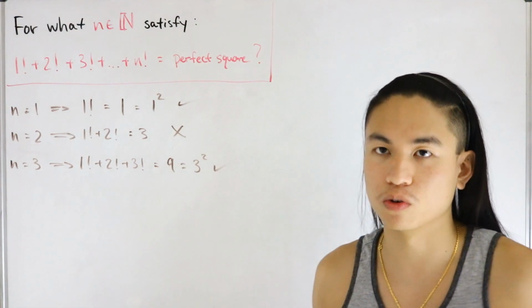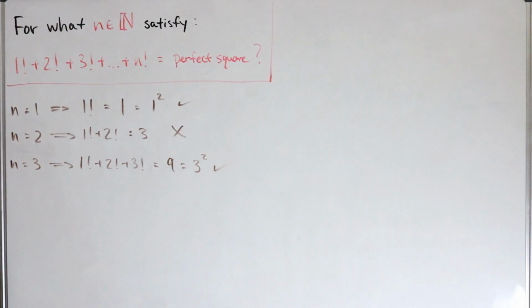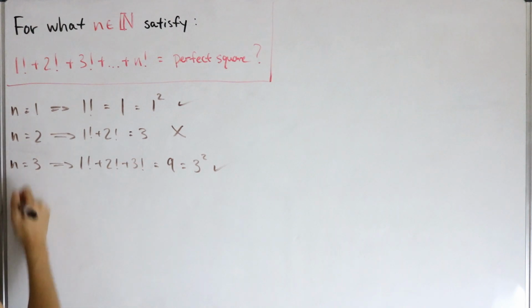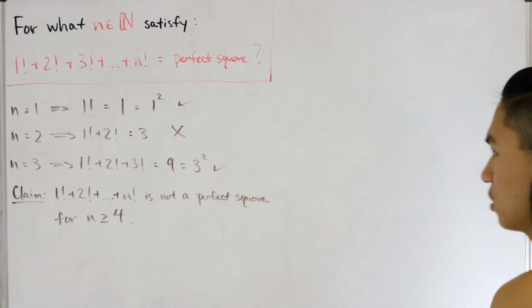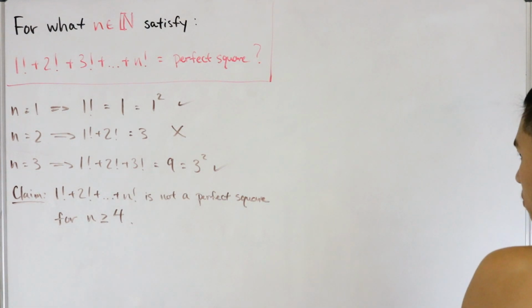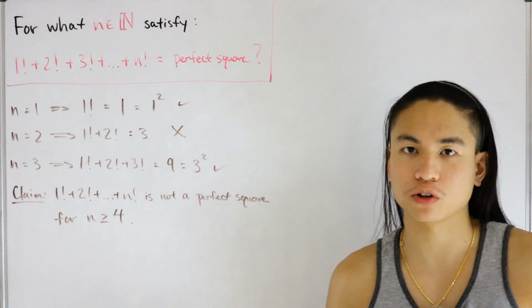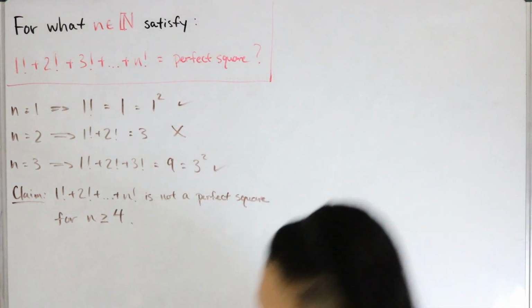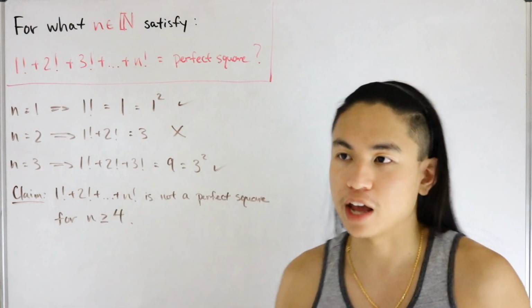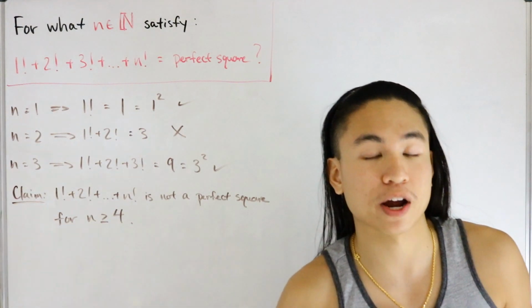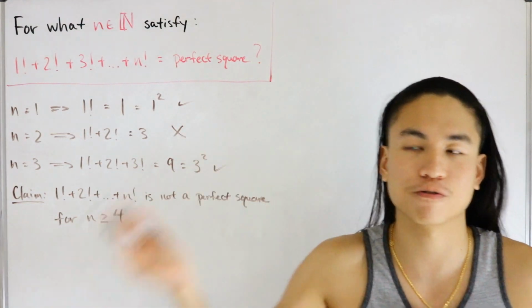The modular arithmetic comes in handy in supporting this situation. Let me first write down our statement, our claim: 1 factorial plus 2 factorial all the way up to n factorial is not a perfect square for n greater than or equal to 4. The proof is interesting, because a perfect square can come in 3 different forms. Specifically, we're going to use modulo 5, where you divide a number by 5 and look at the remainder.